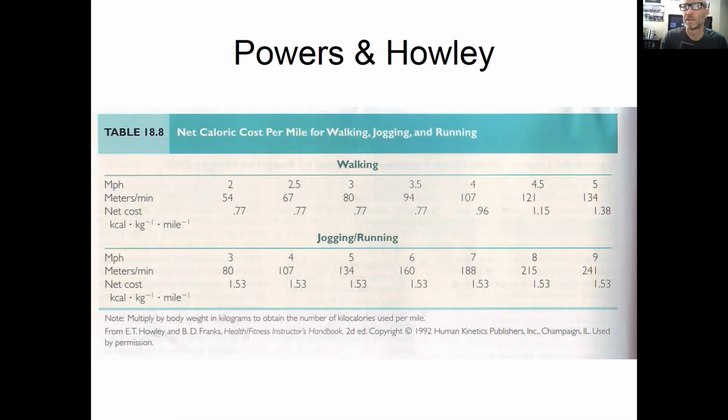All right, so I'm going to stop there. This is energetic cost of locomotion. And next, I'm going to talk about factors that influence running economy. All right, thank you.